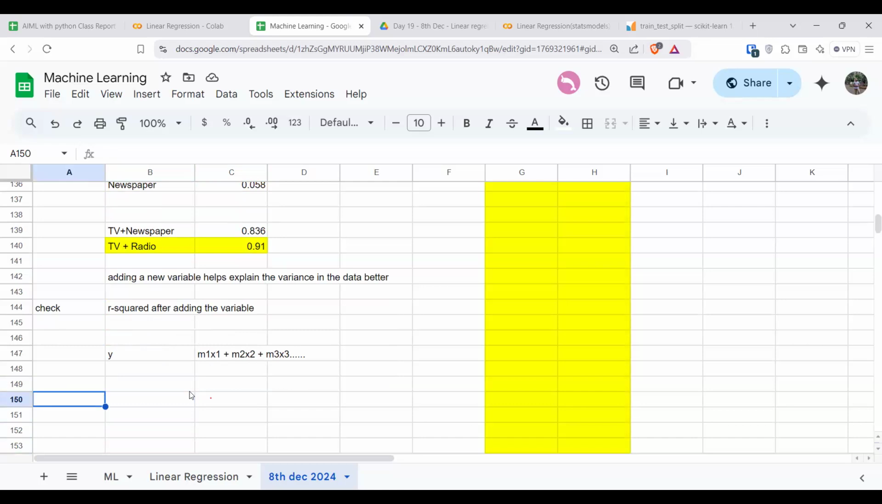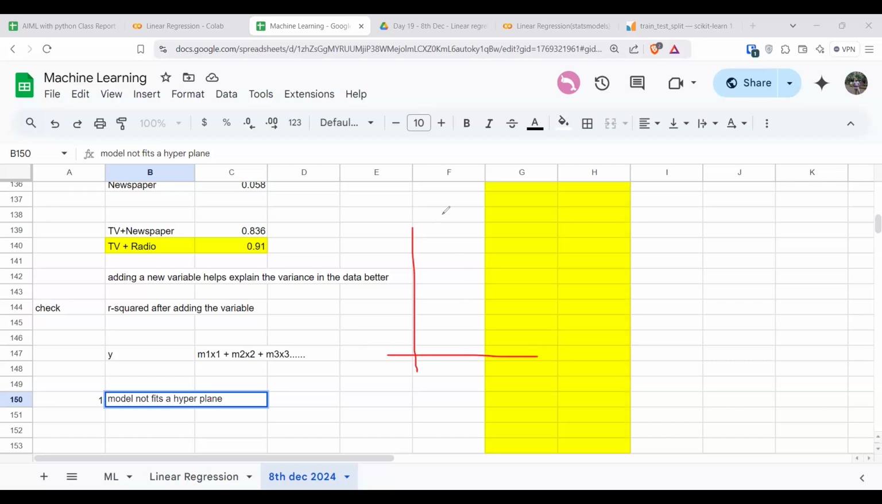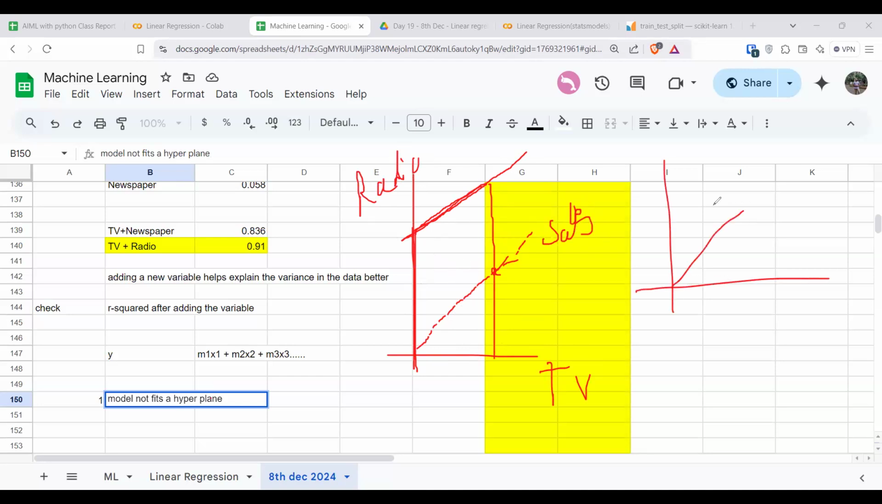The model now fits a hyperplane now, right? What do you mean by hyperplane? As there are two dimensions at a time, it will not be two-dimensional, it will be three-dimensional, right? Where this dimension will represent, let's say, TV, this represents radio, so this third dimension will represent your sales, right? So basically it will not be a line, it will be a plane. The model now fits a hyperplane instead of a line.